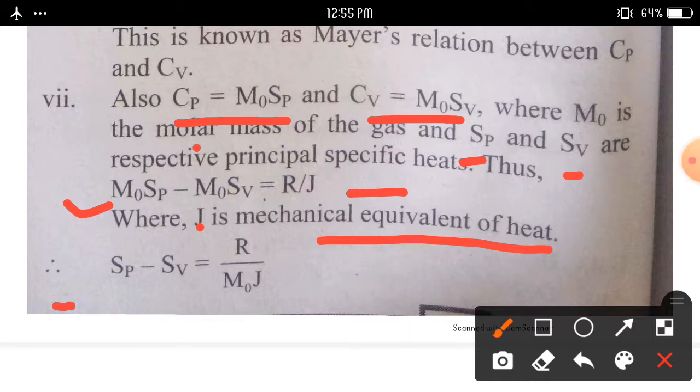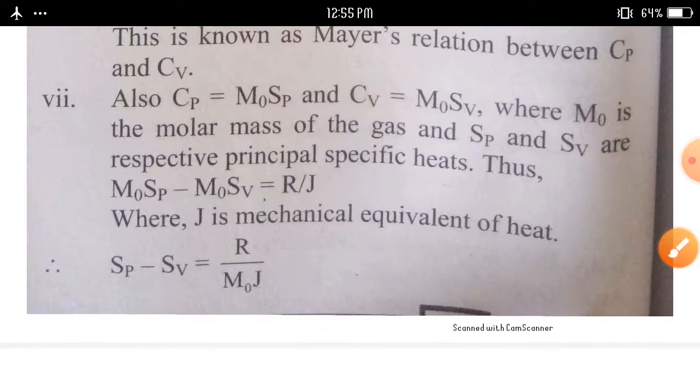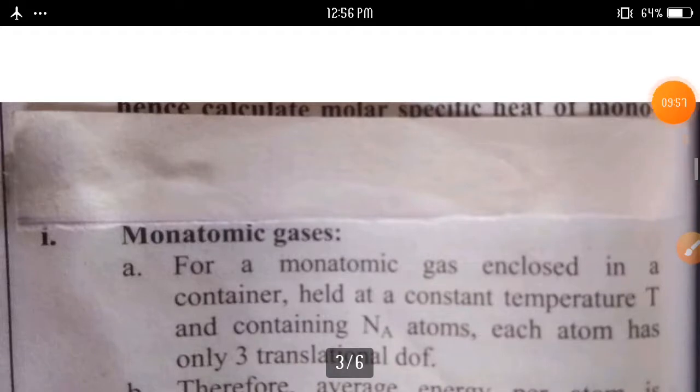A question asked on this topic: derive Mayer's relation for the molar as well as principal specific heat. Then another point we can discuss here: monoatomic gases, diatomic gases, and polyatomic gases. Firstly, we discuss monoatomic gases.